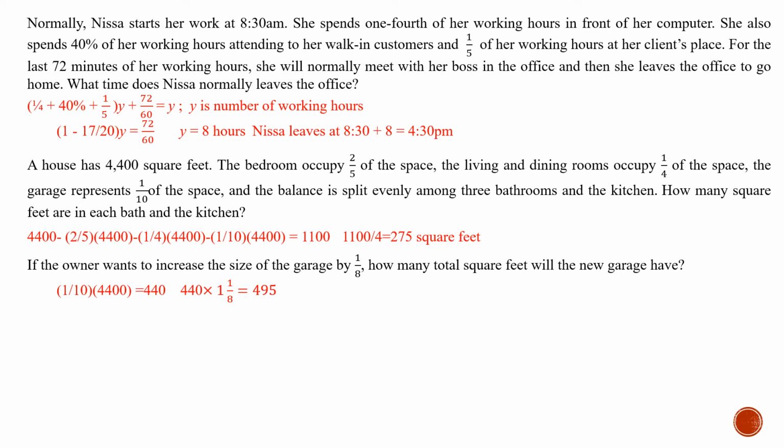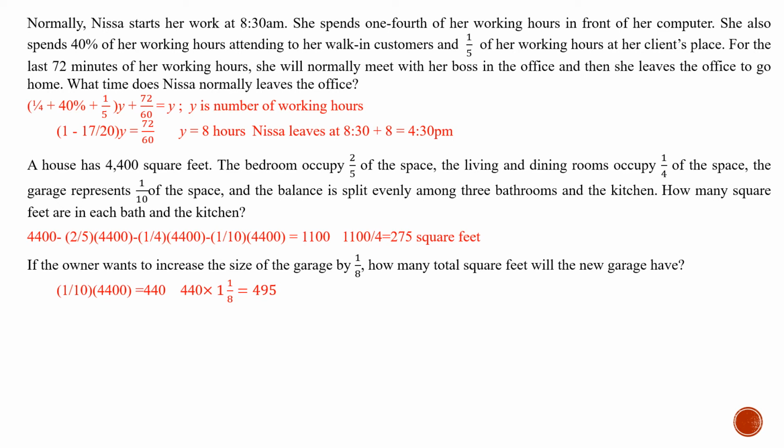All right? So basically what I'm doing is you're adding up all the time, times y, plus 72 over 60. 72 minutes of her working hours. Why I change this one, I divide with 60 to change it to hours, because everything there is in hours. So you plus that, it will be equal to y. Y is a number of working hours, a total number of working hours. So you just solve it to find y. You will see that she will work for 8 hours. Then she will leave the office at 4:30 p.m. All right. So the first step, the second step is just solving the equation that you see there.